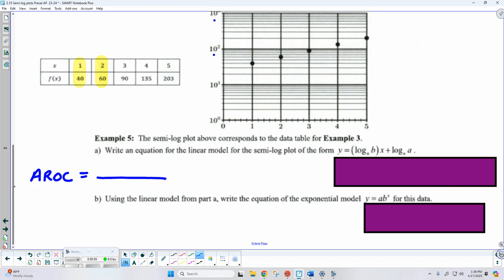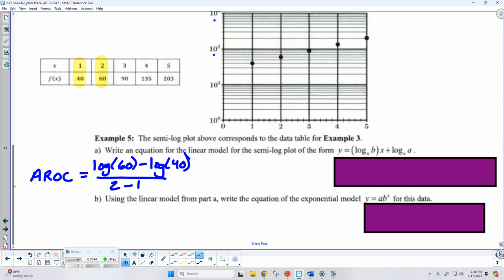And you could use any 2 points you want. Let's say we're going to use 1, 40 and 2, 60. So the difference of the x's, the denominator, is 2 minus 1. But up top, I cannot just put 60 minus 40. You remember what we talked about in example 2 a moment ago? Because the y values, the vertical axis, those values are proportional. What do I have to do to those numbers? Remember, it's not 60 and 40. I've got to take the log of those. So I've got to take the log of 60 minus the log of 40.